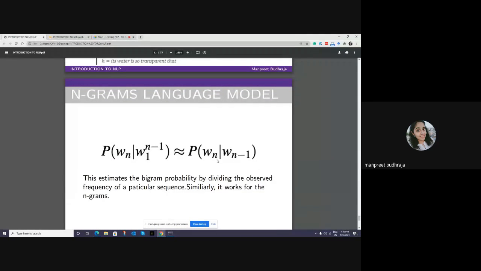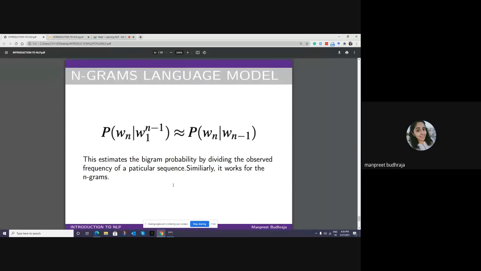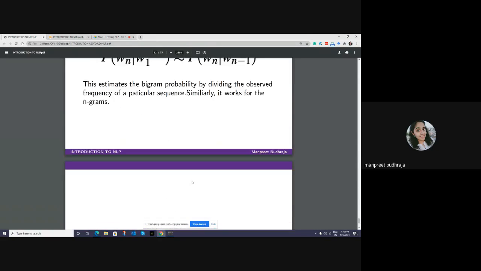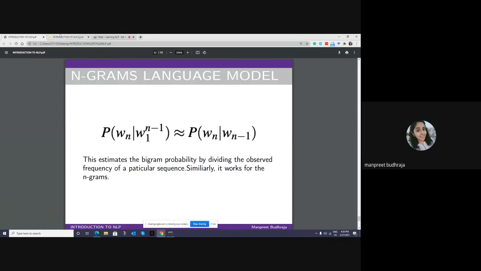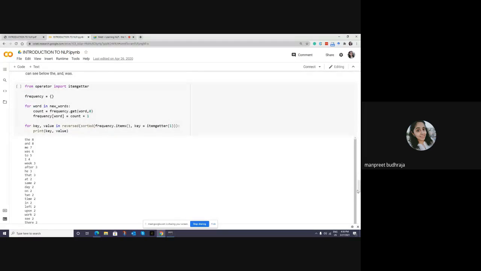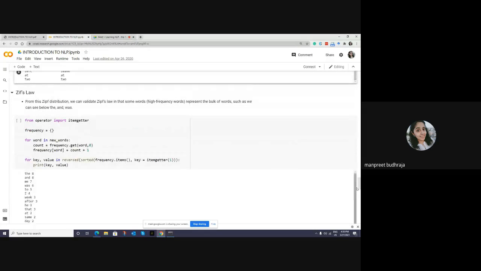And that's how you calculate your probability. So here you calculate 1, 2, 3, 4, 5, 6 words after this. Generally we use unigrams and bigrams or trigrams. Like if you see here, we calculate the frequency of words. The is 8 times, and is 8 times, me is 7 times, was is 6 times, to is 5 times.